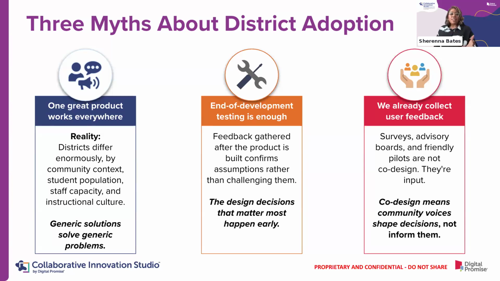So when you think about it from a product team perspective, maybe even from a district leadership perspective, there are a lot of ideas that surround district adoption. But there are 3 myths that I want to debunk today, right now. The first one is that one great product works for everyone. The reality is that it is a myth. Districts really differ. The contextualized needs that they have are so vastly different from rural to urban. And so we understand that generic solutions solve generic problems.